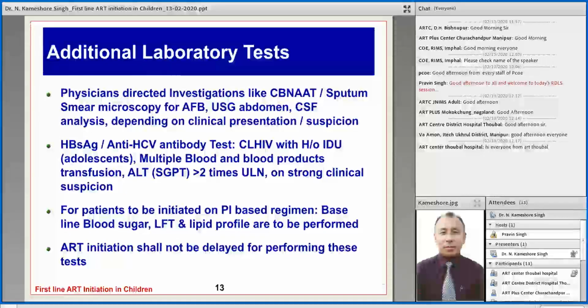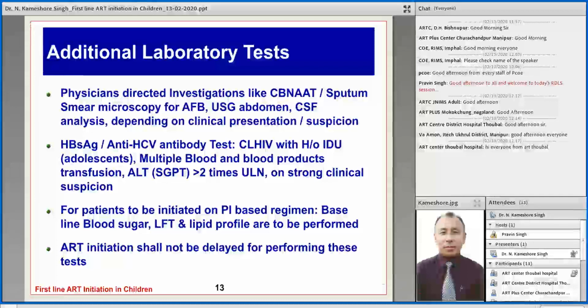Additional tests which may be required are directed according to the symptoms and the signs. For example, in case of suspected tuberculosis, we can do culture and sensitivity of sputum and the body fluids. We can do sputum for smear microscopy and AFB staining, ultrasound abdomen, CSF analysis, and other investigations depending on clinical presentation, symptoms and the signs, and the suspicion of any infections.